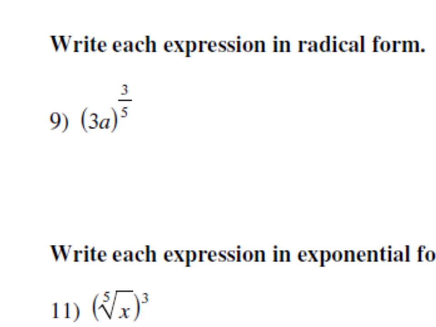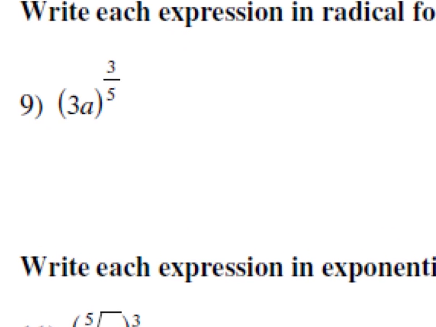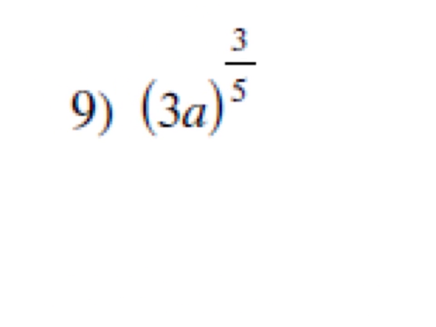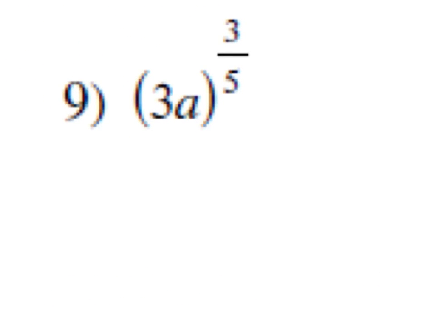Okay, in this next section, problem number 9, we're going to write each expression in radical form. So I'm going to do number 9 and you're going to do number 10. And I'm going to make this a little bit bigger so you can see it better. All right, so remember that roots of a tree are at the bottom of the tree. Same thing with radicals, okay? Our root is going to be in the bottom of our fraction that represents our rational exponent.